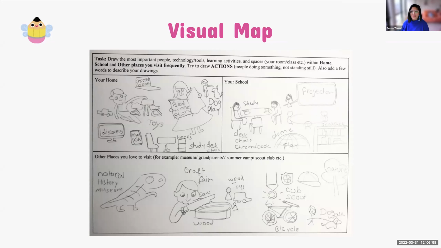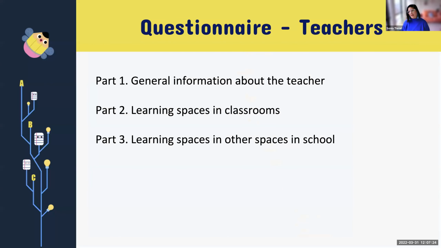So we get all this kind of information from children, and it helps to have this visual map instead of just the interview or just a questionnaire, because it gives them opportunity to open up. It's like a low floor entry point for children to start expressing what kind of learning happens in different settings in their life.